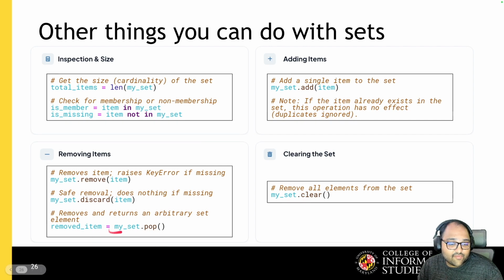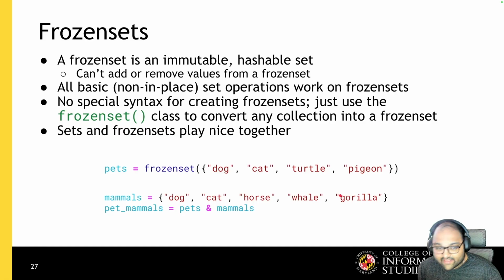Pop will actually remove arbitrary elements. So if you're playing a game of chance, that's one way to do it. And then you can also do mySet.clear, which just removes all elements from sets. And then you can also have a frozen set.